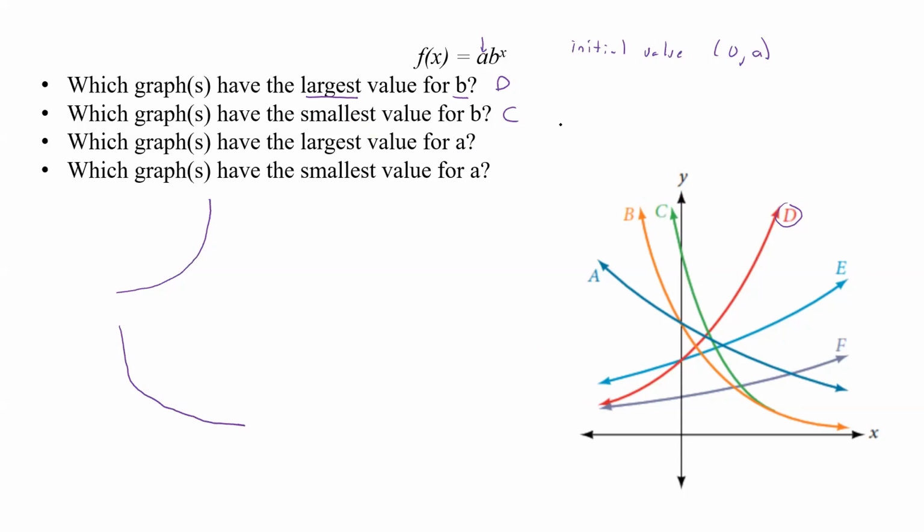Now for the other 2, we have to think again about our initial values, basically our 0, comma a. So the largest a is going to be the largest intercept. Where's the largest intercept? Right there. So the one with the largest intercept is C. Now what's the smallest one? That's going to be the one with the smallest a value, which is all the way down here, and that's going to be F.